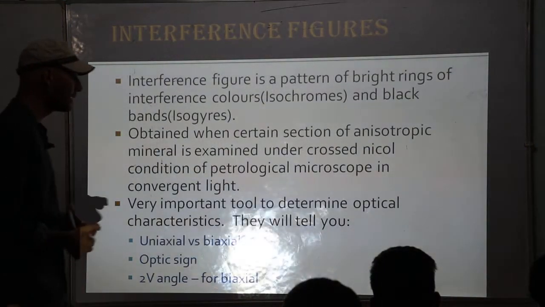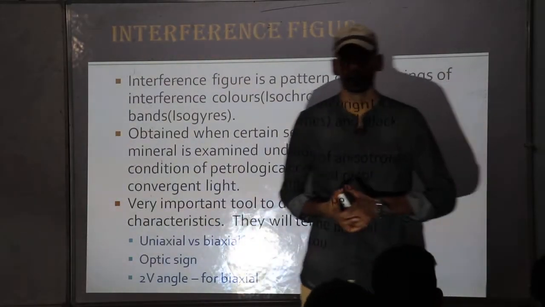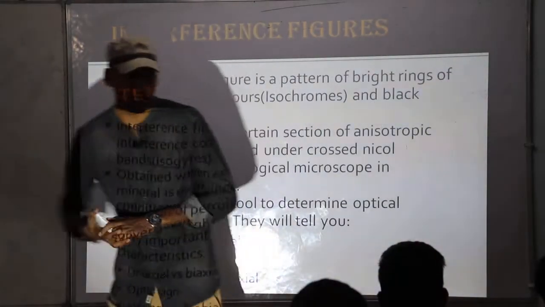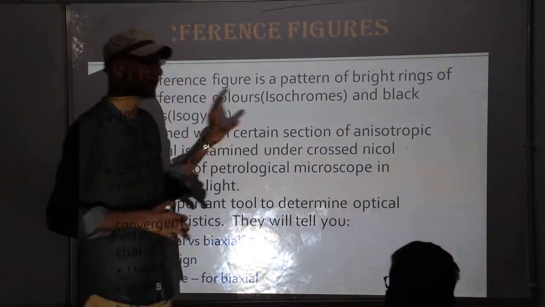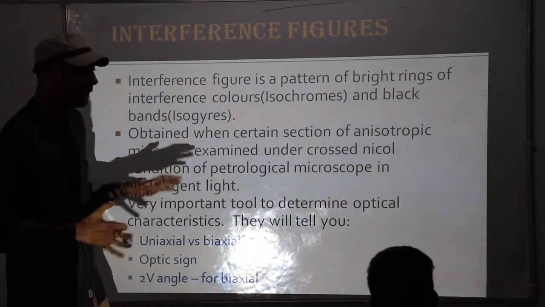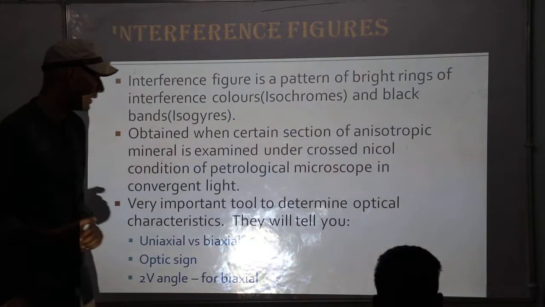Now moving to interference figure. I have already told you interference figures are different for different minerals. Uniaxial minerals have different interference figures, and biaxial minerals have different interference figures. Uniaxial minerals have different types, and biaxial minerals have different types.